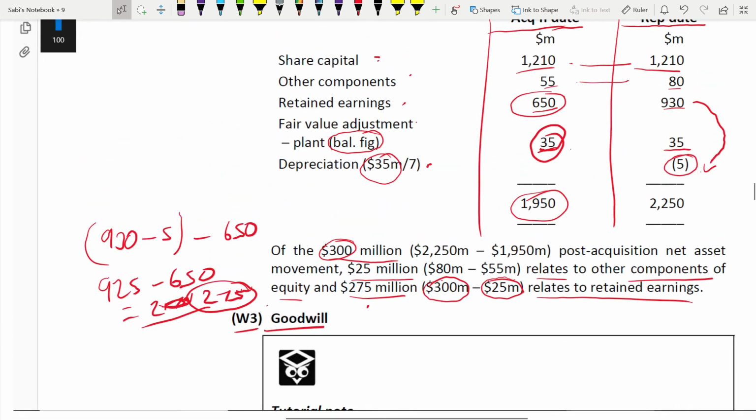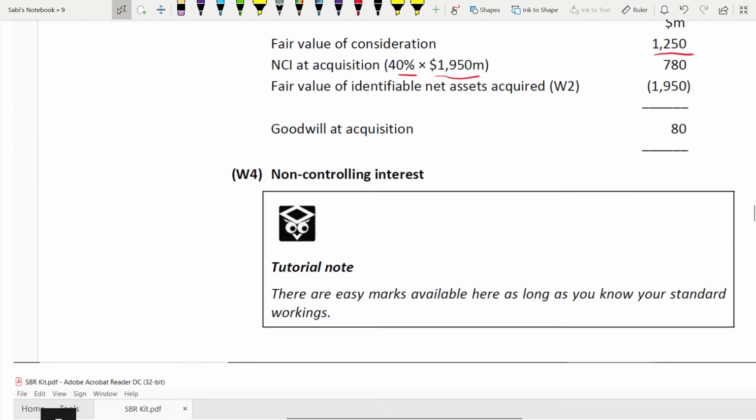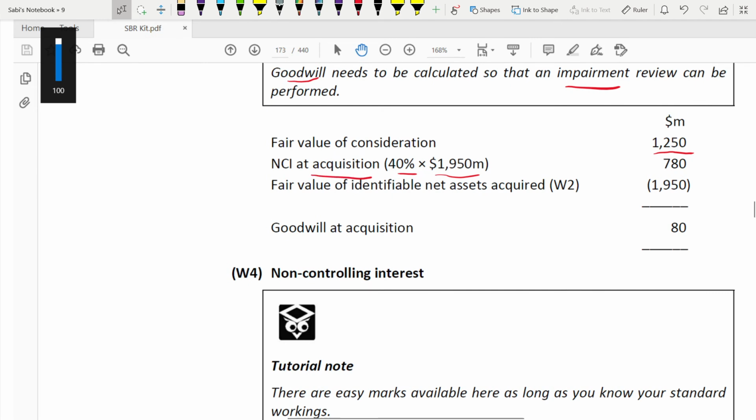Which one? This 1950. This one at acquisition. Don't take 2250. Don't take at the reporting date. Always at the acquisition date you have to take. NCI at acquisition, they have clearly written it also. So 1950. Then net assets, how much? Net assets acquired was 1950. Then goodwill is 80. Now coming to the fourth one, NCI.